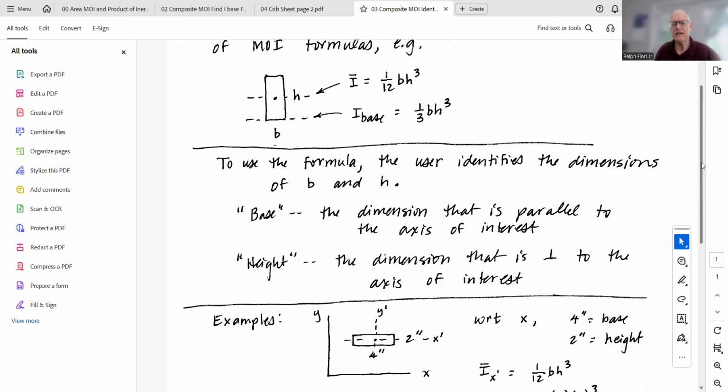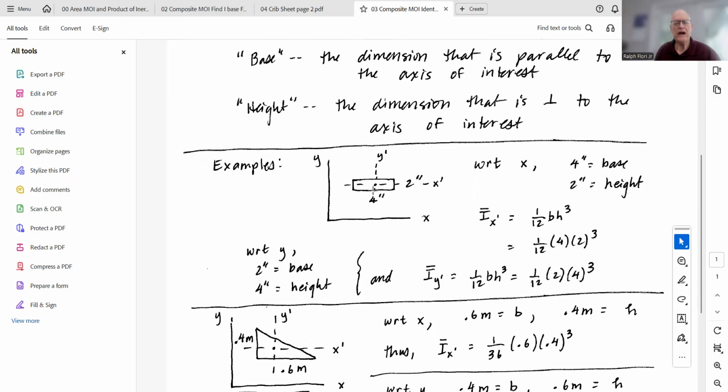Let me give you some examples. Say you have a rectangle that's 2 inches by 4 inches, and it's oriented by the x prime and y prime axes. If I want to find I bar about the x prime axis of this guy, well, the dimension that's parallel to the x-axis is the base, so the base is 4, and the height relative to the x-axis is 2. And so the I about the x prime axis is 1/12 base 4 times 2 cubed.